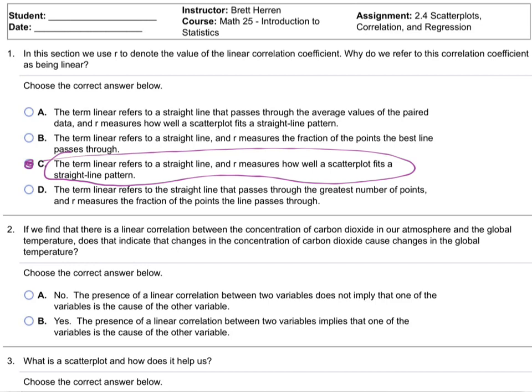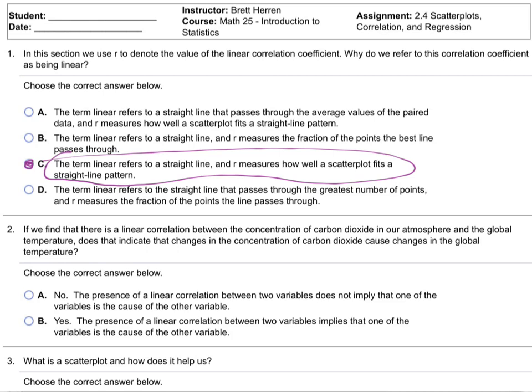So there we go. I don't pick them all. I'm picking and choosing out of your homework certain ones. So that one is a good one. It's just making sure you understand what R is. It measures how well the plot fits the straight line pattern. That's what R does. How good is the fit? How linear are the dots? You with me on that?